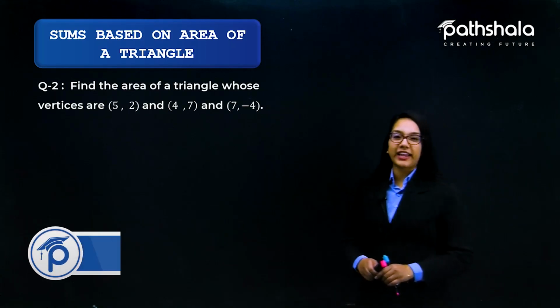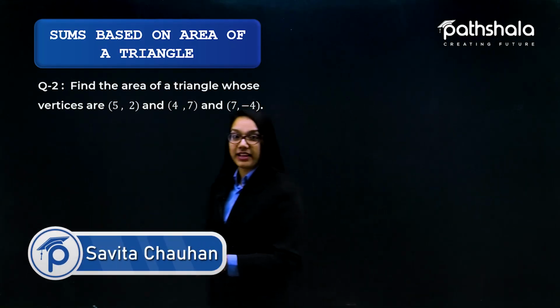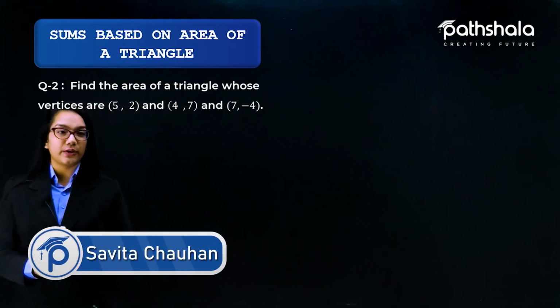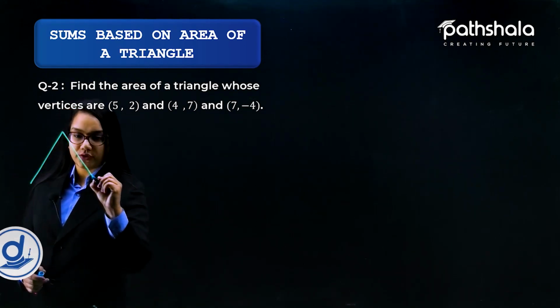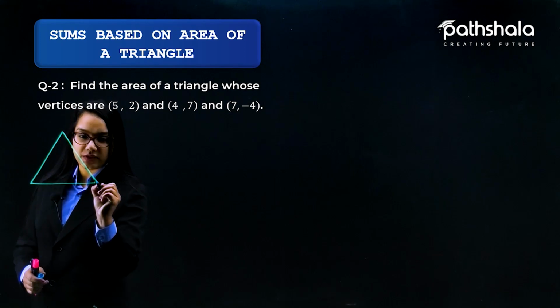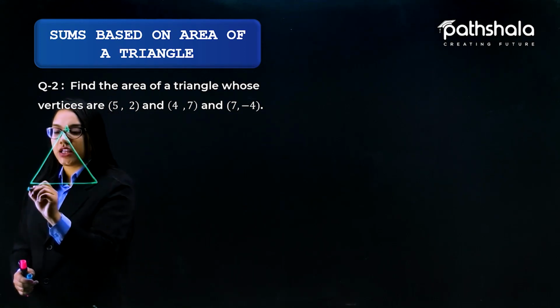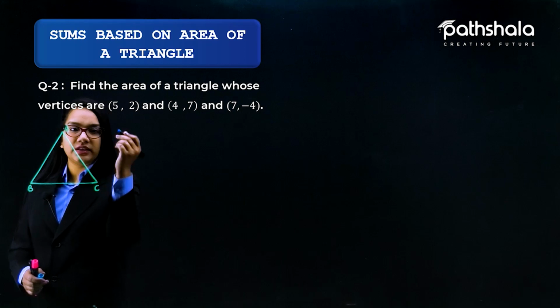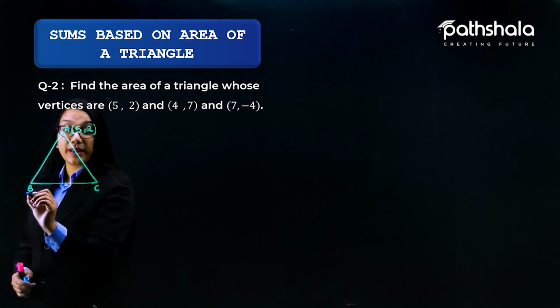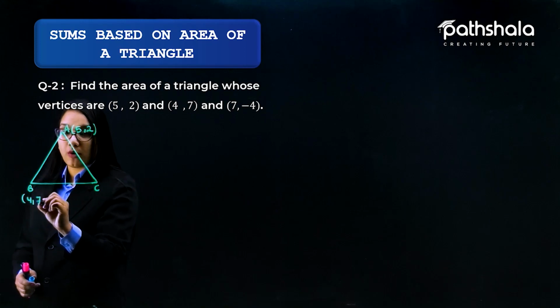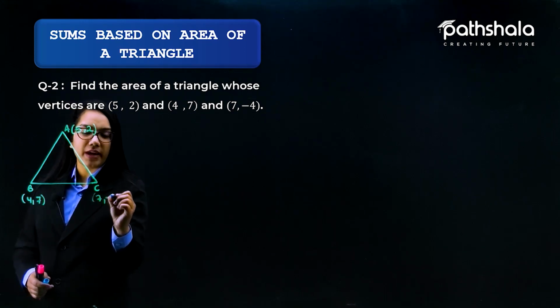Let's just talk about the second question. The second question says: find the area of the triangle whose vertices are given to us as this. Let us suppose I am drawing a triangle and taking its vertices as A, B and C. Let us suppose I am giving these vertices mentioned in the question to A, B, C. So this is nothing but (4, 7), and this is further (7, -4).